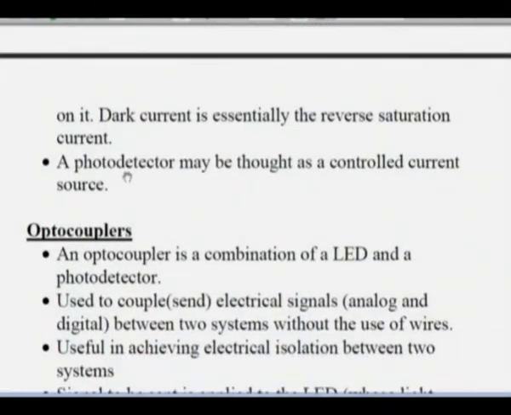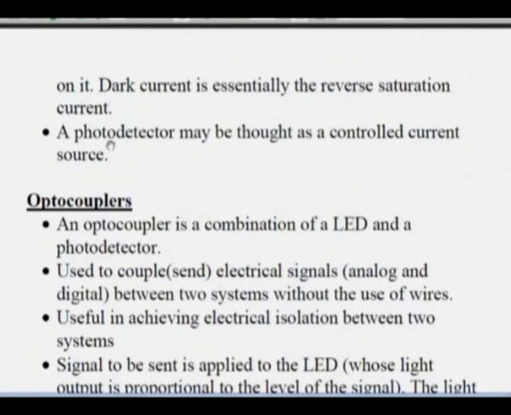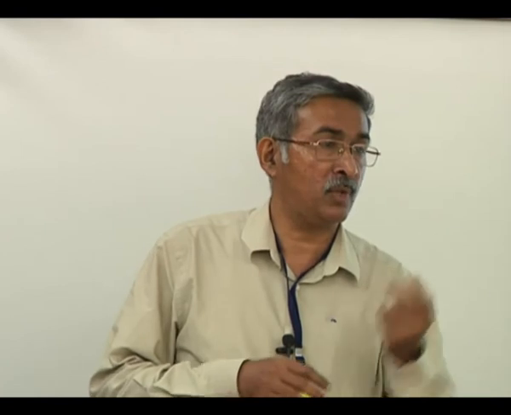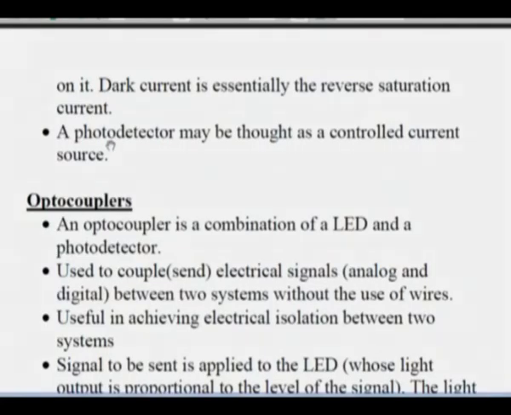Another very interesting thing about a photodetector is, because it is used in reverse bias mode, you can think of it like a current source. If you model it, it has to be modeled as a current source, as opposed to a diode, which has to be modeled as a voltage source. What is the property of a current source? Which model would you use, Thevenin or Norton? Norton model. In the Norton model, you have a current source and a parallel resistance, and that resistance is ideally infinite. So, a photodetector you can think of as a controlled current source with a resistance in parallel.